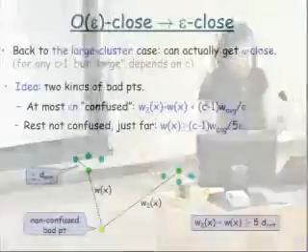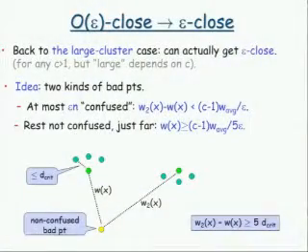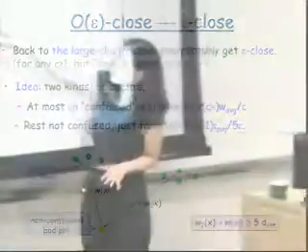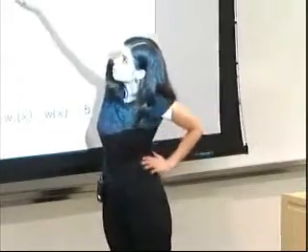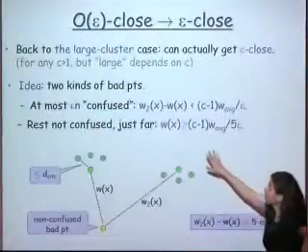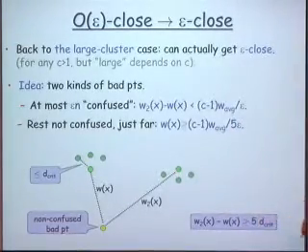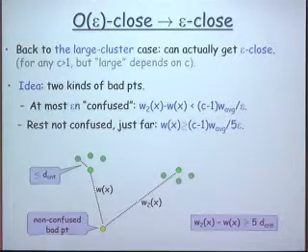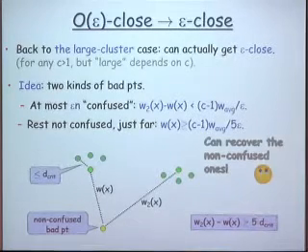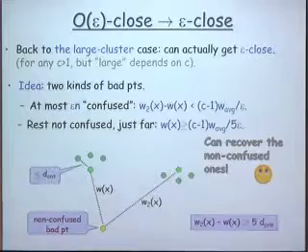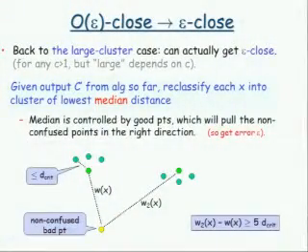Now the rest of the bad points are not really confused. They have W2 much larger than (C minus 1) W average over epsilon than W. However, they are far from their own center. So these are the non-confused bad points. And it turns out that, it's kind of nice, you can recover the non-confused bad points. In particular, what's the algorithm? Given the clustering C prime from the algorithm so far, what we do is just reclassify each point x into the cluster of the lowest median distance. So we just have a post-processing step.